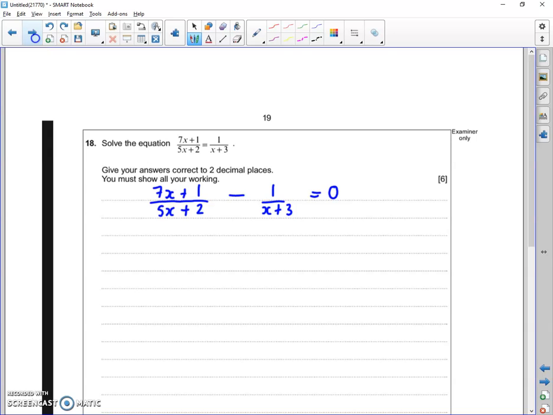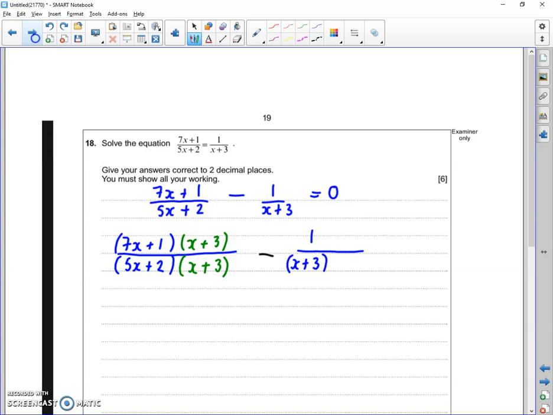Now we've got to get our denominators the same. So the first fraction gets multiplied top and bottom by x plus 3. So this is what we had originally, and that goes over x plus 3 there and x plus 3 there. Then we've got to take away. Now we already had a 1 on the top, we've already had x plus 3 on the bottom, and what comes over is 5x plus 2 in the first denominator, 5x plus 2.